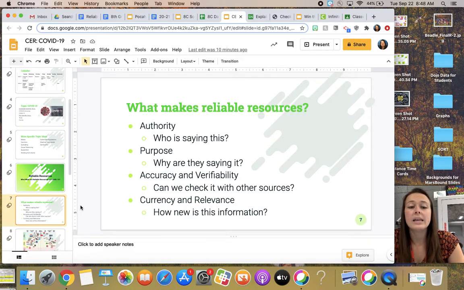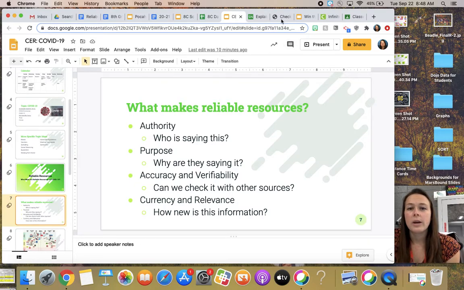And then finally, currency and relevance. How new is this information? If we're talking about current coronavirus issues, we're not going to look back in March at something that happened a while back if we are trying to find things about the vaccine that should be coming out soon. Okay? So we are making sure that we are looking at when this was published and how new it is, but that also comes with a grain of salt, because if something was published yesterday, we might not have any sources to check it yet.